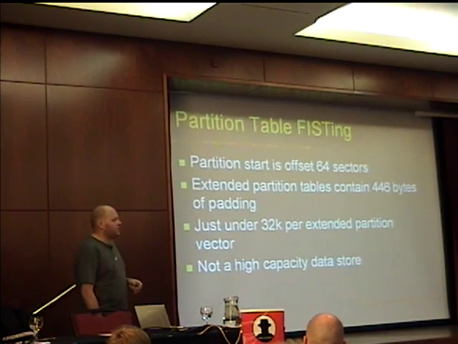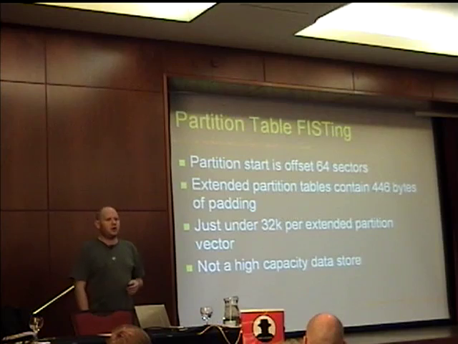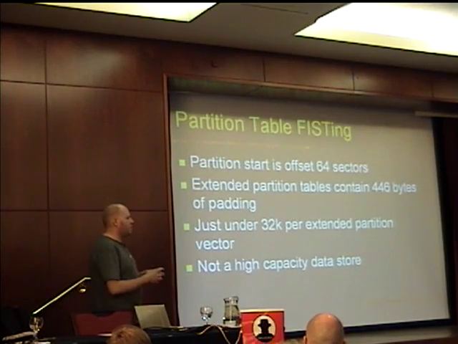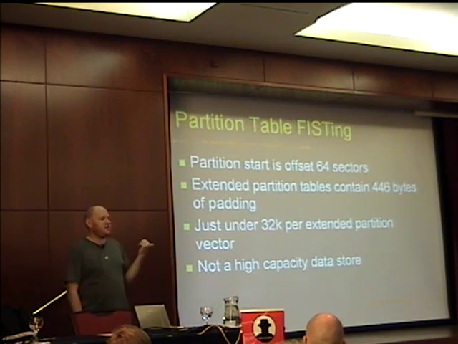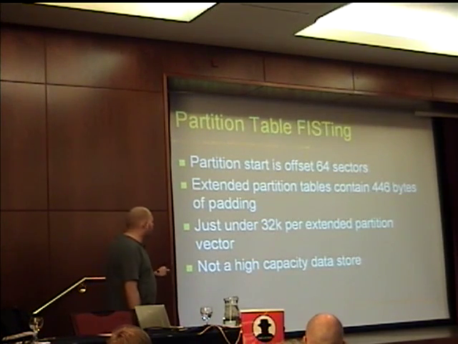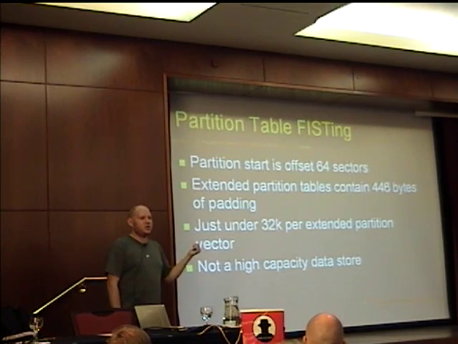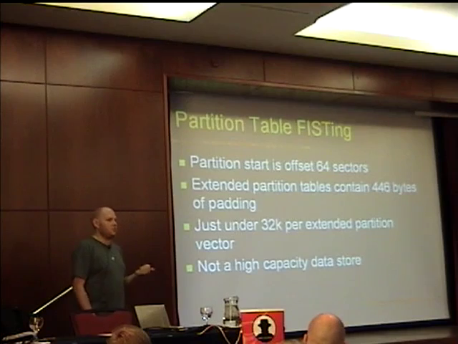So if we look at fisting, we can find something like 500 bytes in total per partition table that we can use. So each partition table starts at an offset within a partition, and that's usually 32K of space that we were provided with, plus a little bit of space within the partition table itself. So if we have a large number of partition tables, we can end up with almost a megabyte of space. Ooh.